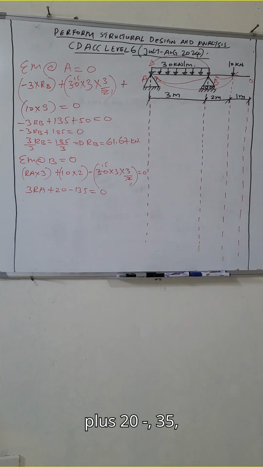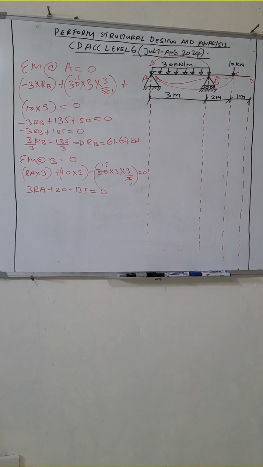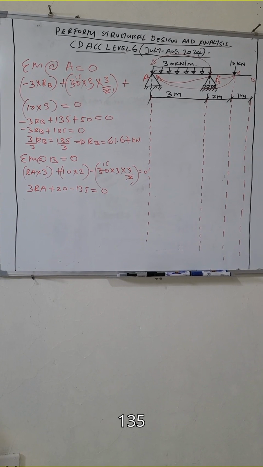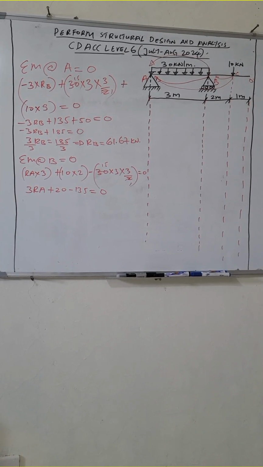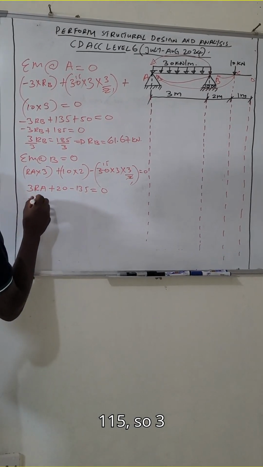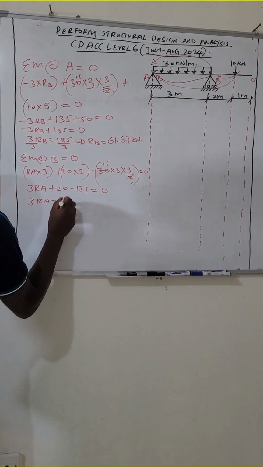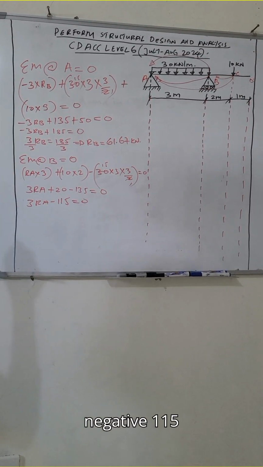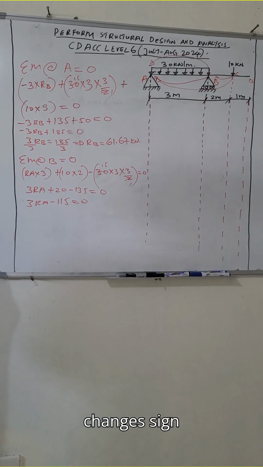So plus 20 minus 135, you can punch your calculator. 20 minus 135 is negative 115. So 3RA minus 115 equals 0. When negative 115 crosses to the other side, it changes sign from negative to positive.